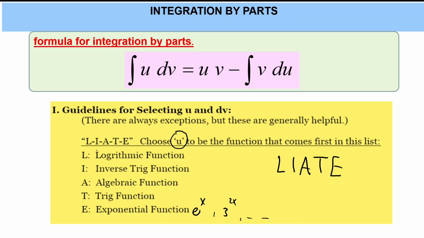Now, I always look at my question. We know that it has two different functions. Whatever comes first in this order, in LIATE, I assume it to be u. So let's try to apply LIATE to our previous example, just to see if it works or not.